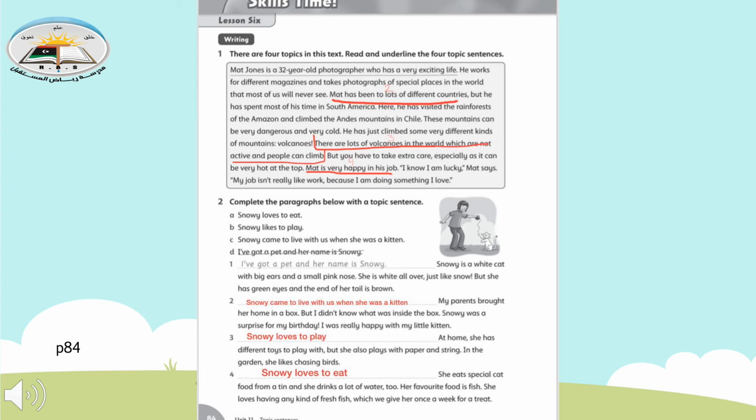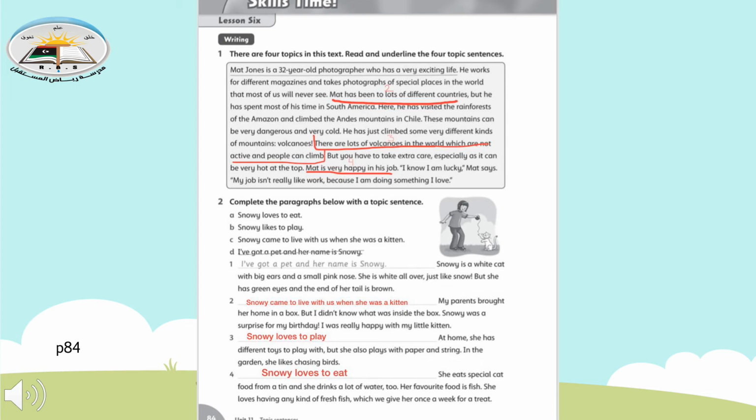Number 1, space. Snowy is a white cat with big ears and a small pink nose. She is white all over. She likes snow, but she has green eyes and the end of her tail is brown. So, in number 1, the correct topic sentence is D. I've got a pet and her name is Snowy. So with number 1, we have D.